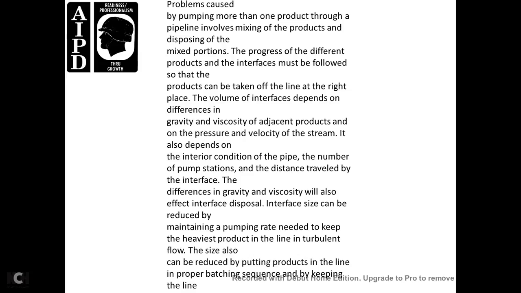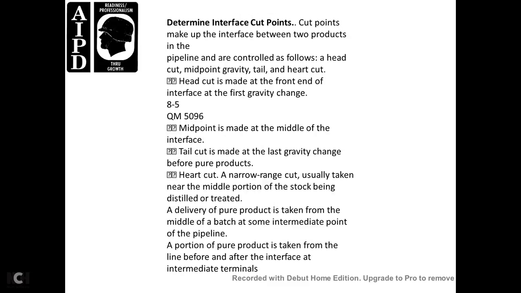The difference of gravity and viscosity will also affect the interface disposal. Interface size can be reduced by maintaining a pumping rate needed to keep the heaviest product in turbulent flow, and the size can be reduced by putting products in the line by proper batching sequence and by keeping them in line. Determine the interface cut position.